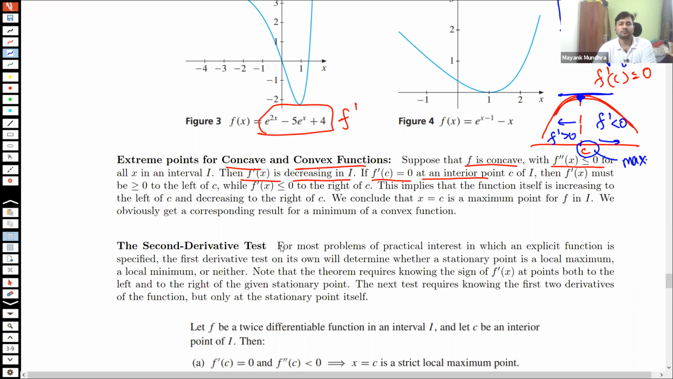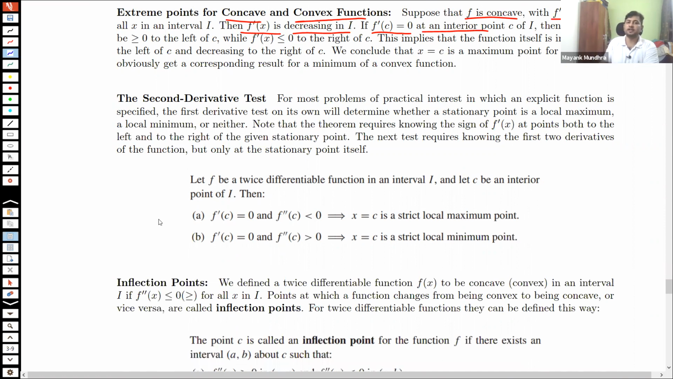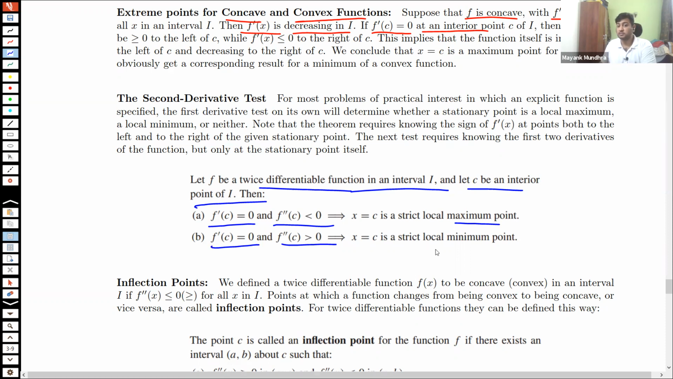So the second derivative test says that if f is a twice differentiable function on interval I and C is an interior point, then f prime 0 and f double prime negative implies strict local maximum, and f prime 0 and f double prime positive means strict local minimum. So this is just the second derivative test.